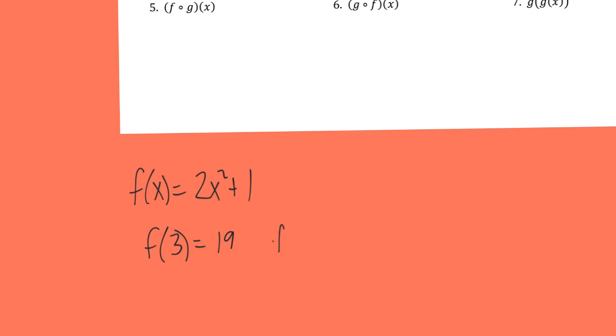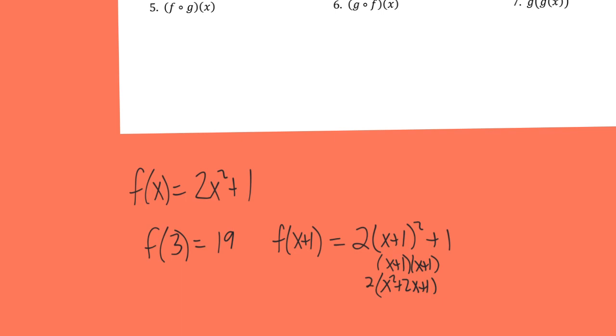You also have done f of, say, x plus 1. What do you mean? Take function f and plug in x plus 1 in place of x. And I've asked you to simplify that. Remember, you square the binomial. You take x plus 1 times x plus 1 and multiply them together. You get x squared plus 2x plus 1 if you FOIL it out, and then you distribute the 2 and add 1 to it.